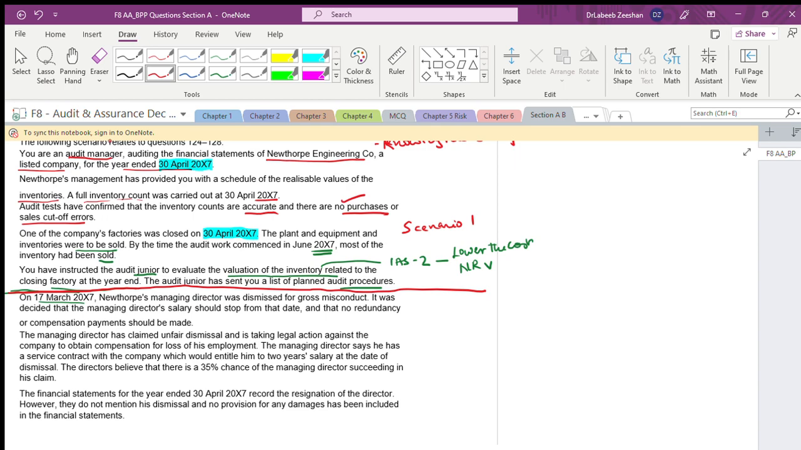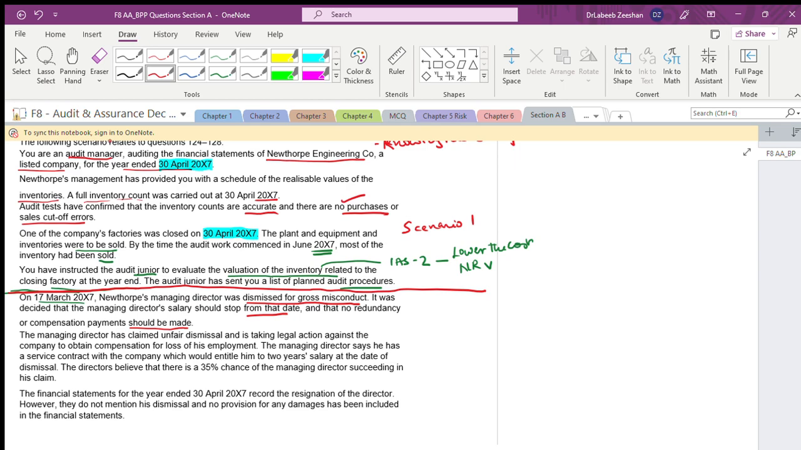And okay, on 17th March, Newthorpe's managing director was dismissed for some misconduct because he had done something wrong. It was decided that the managing director's salary should stop from that date. He did something extremely wrong, and no redundancy or compensation payment should be made. Straight away they are sacking the managing director, without any notice, nothing.